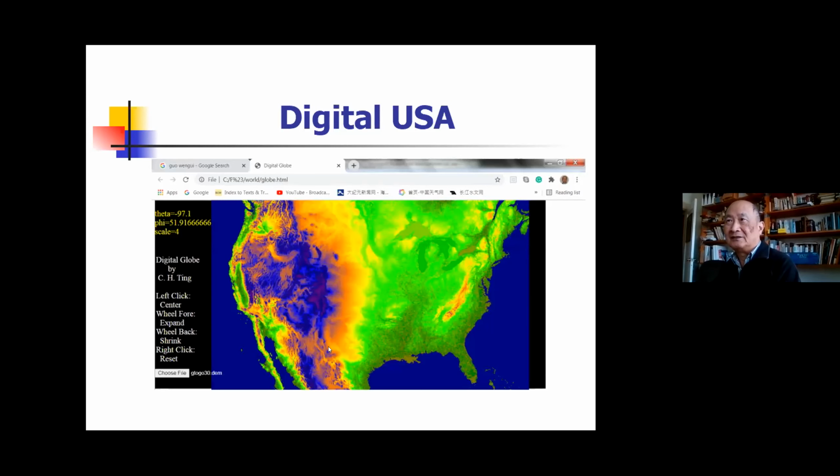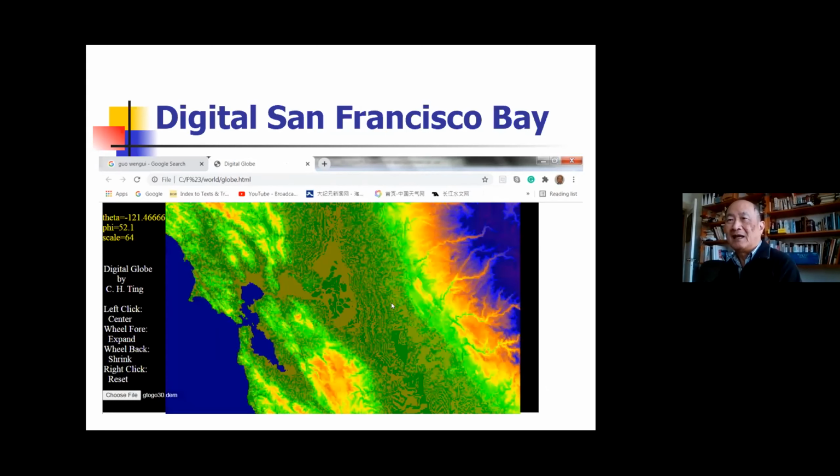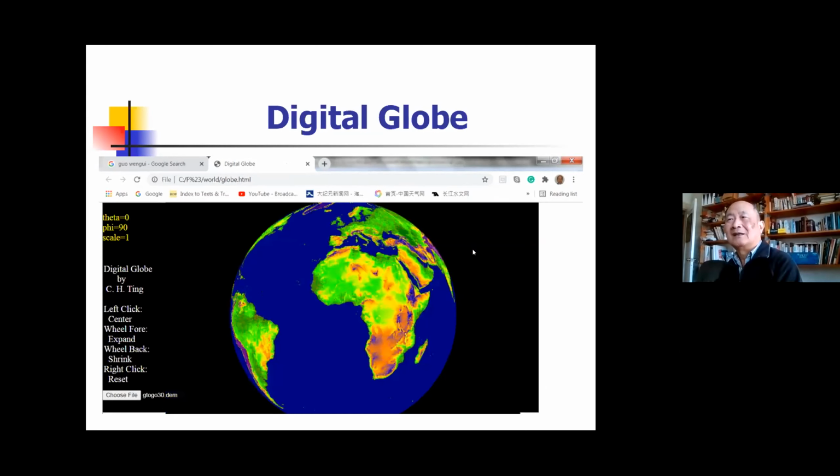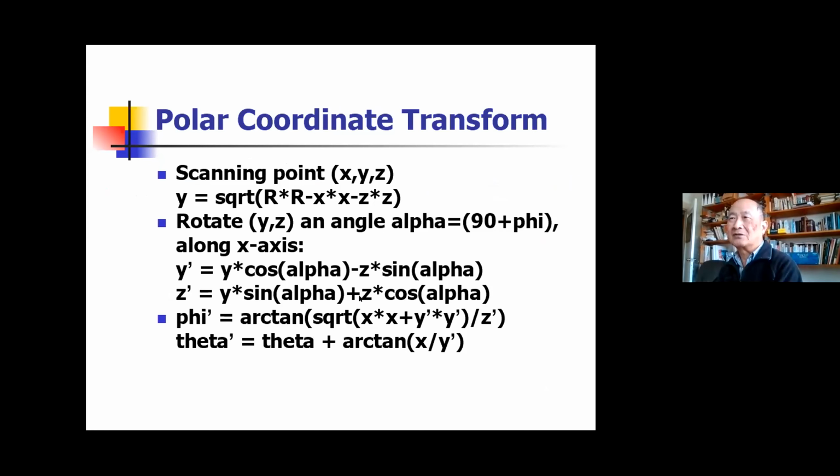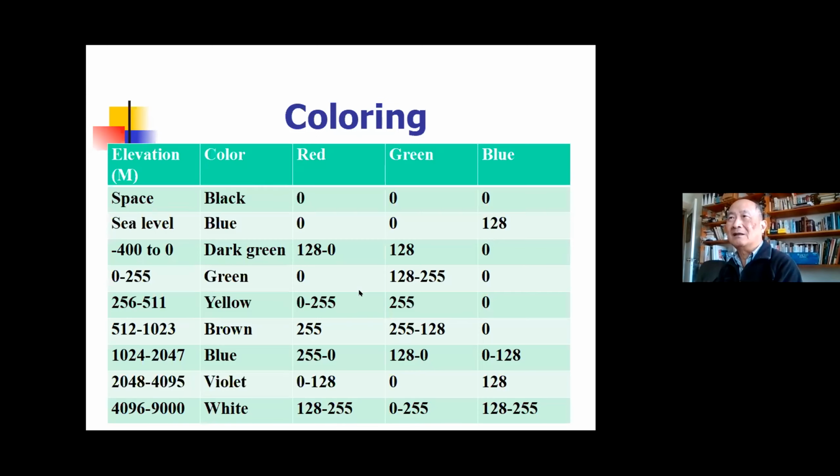So this is a nice digital USA. And this is a digital San Francisco Bay. You can see the San Francisco Bay, Silicon Valley, and even to the Sierra. Okay, back to the digital globe. And I think you don't need the polar coordinate. The coloring, just use the three least significant bits. The elevation needs to be encoded properly so that it looks like a regular map.